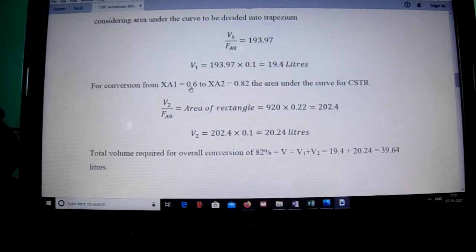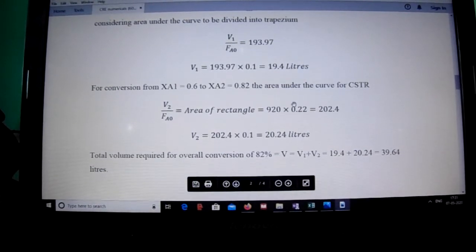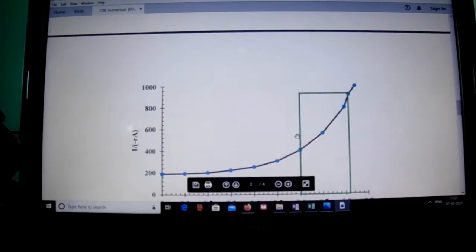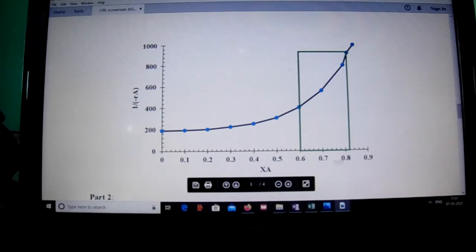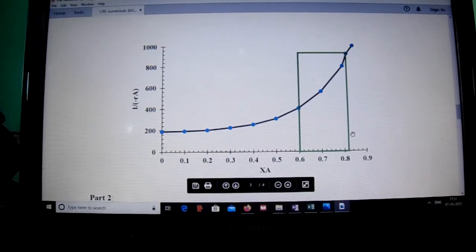Now for conversion from 0.6 to 0.82, which is the area under the curve for a CSTR, definitely you will obtain this if you just check the graph that we have here. From 0.8 to 0.6, subtract this. After subtracting, you will get the value of 0.22. This is the x-axis value.